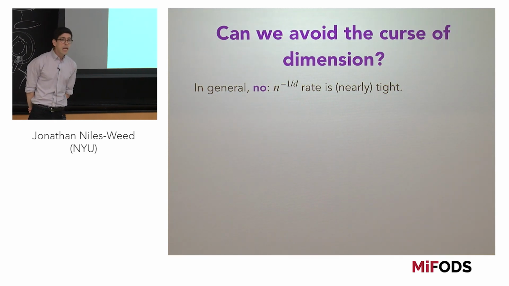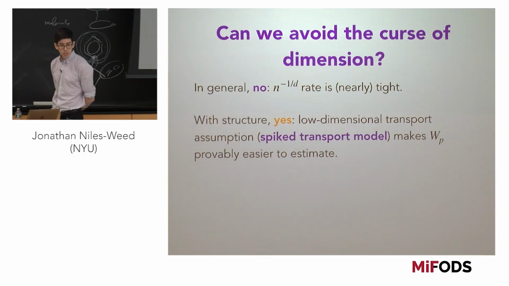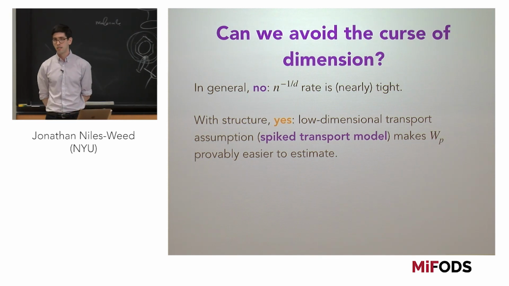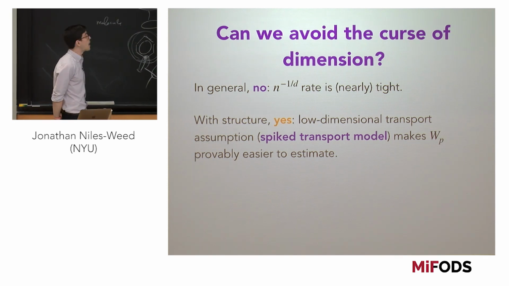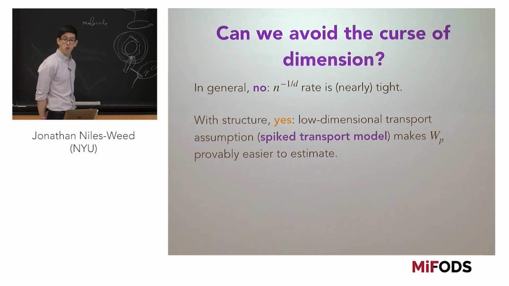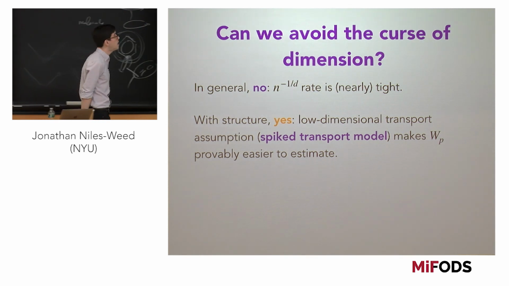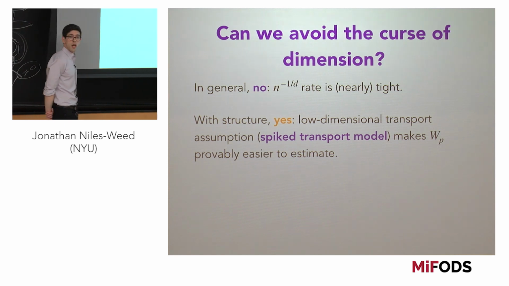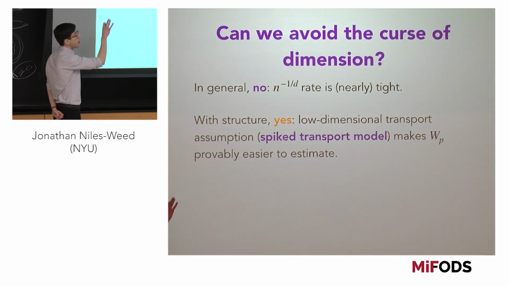But I can assume some extra structure that at least statistically brings me a lot of benefits. If I employ this spiked transport assumption, then I can estimate W_p with far fewer samples. The problem, of course, is that we don't know how to do so in a computationally efficient manner, and there's reason to suspect that any such estimator that actually improves upon the naive rate needs an exponential amount of computation time. Can't be done in polynomial time.